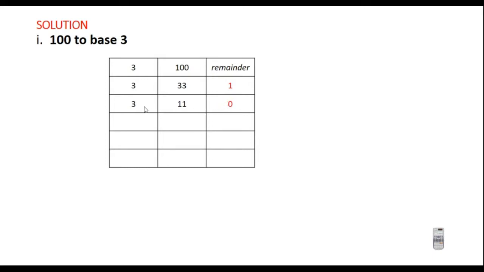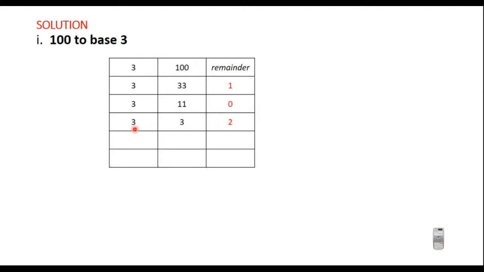Now to see that the remainder is 0, if you multiply 3 by 11, you are getting 33. You subtract it from the number on top of here, which is also 33, and the remainder is 0. I hope that's understandable. Then you move on. You divide 11 by 3 again. If you divide 11 by 3, you are going to get 3 and a remainder of 2.